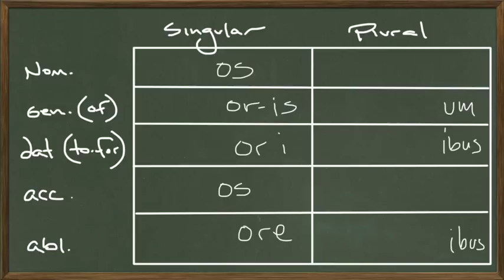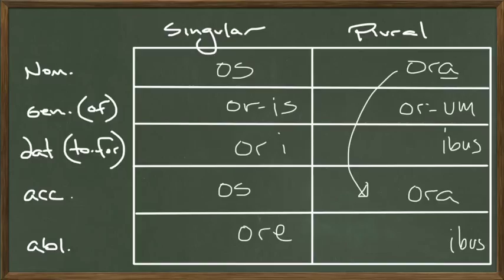The plural of os, which is mouth, is ora. The es ending changes to an a. Remember, though, I told you that whatever happens in the nominative in neuter words happens in the accusative. So we can go ahead and put ora in right down here. So ora means mouths. To say of the mouths, orum.